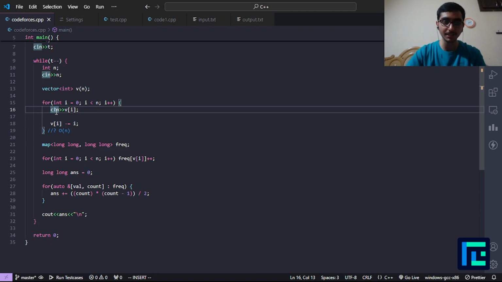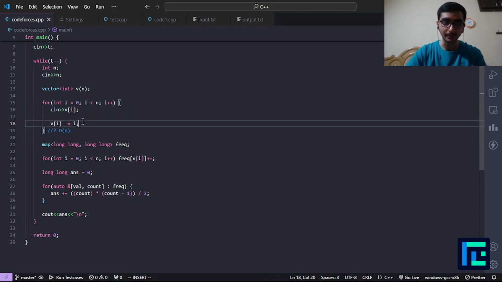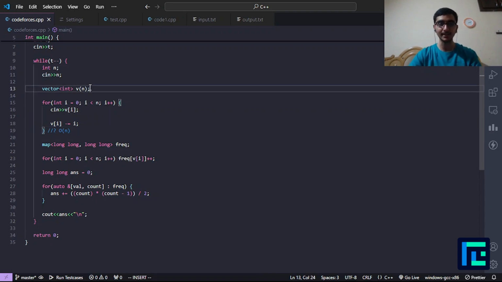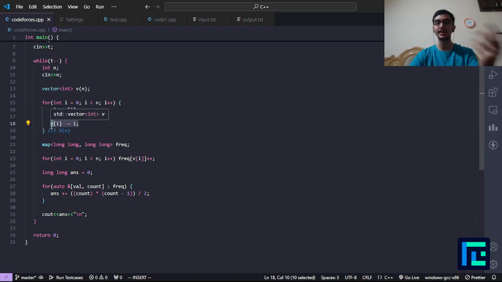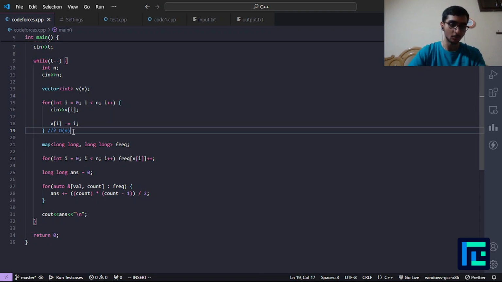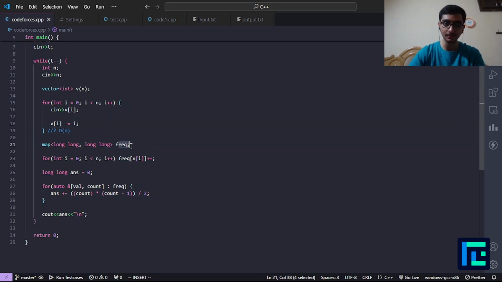So how am I changing it? I'm taking the input and then v of i minus equals i. So if this is A, then this creates it to be A dash. This is simple, O of n time. Declare a map named frequency. So this will store the frequency of all values.